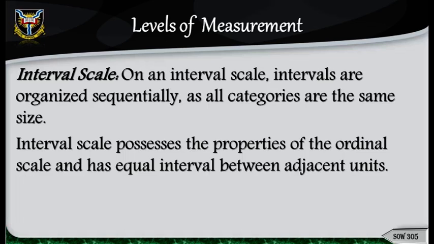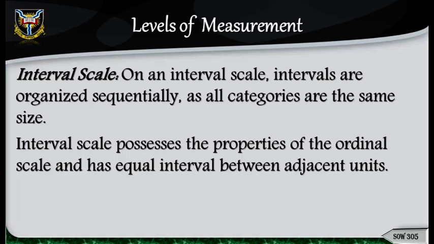C. Interval scale. On an interval scale, intervals are organized sequentially as all categories are the same size. Thus, it's a series of equal intervals like centimeters on a ruler, seconds in time of measurement, kilograms in weight, and Celsius scale of temperature measurement.